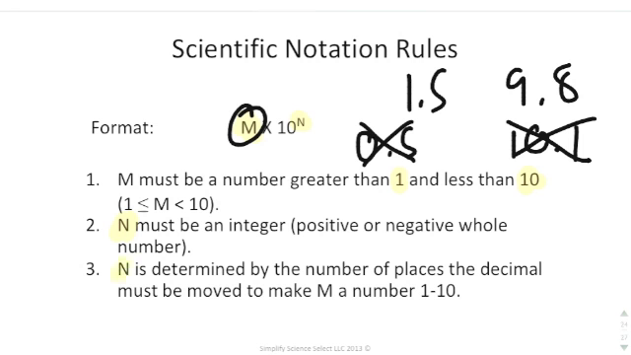Now, n is determined by the number of places the decimal must move to make m a number between 1 and 10. So when we're moving the decimal with our big numbers, that is what n is going to be. What I would write here, determining if it's negative or positive: positive numbers are really big. So if it's a really big number, n is going to be positive. If it's a really small number, n is going to be negative.